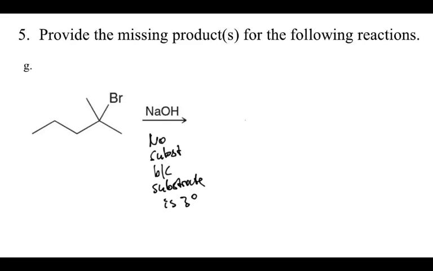Again, this is a small base. So the major one would be the Zaitsev product, where you form the more stable alkene, the internal one, the more substituted one. So you're going to get this one as the major one, okay? All right? Like before. So now, you guys good?